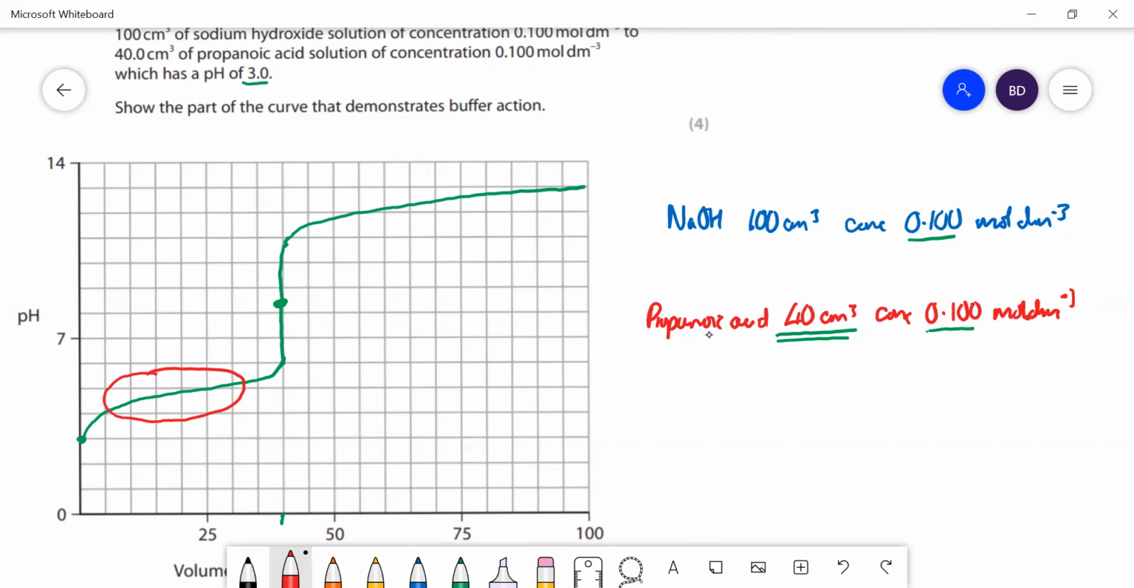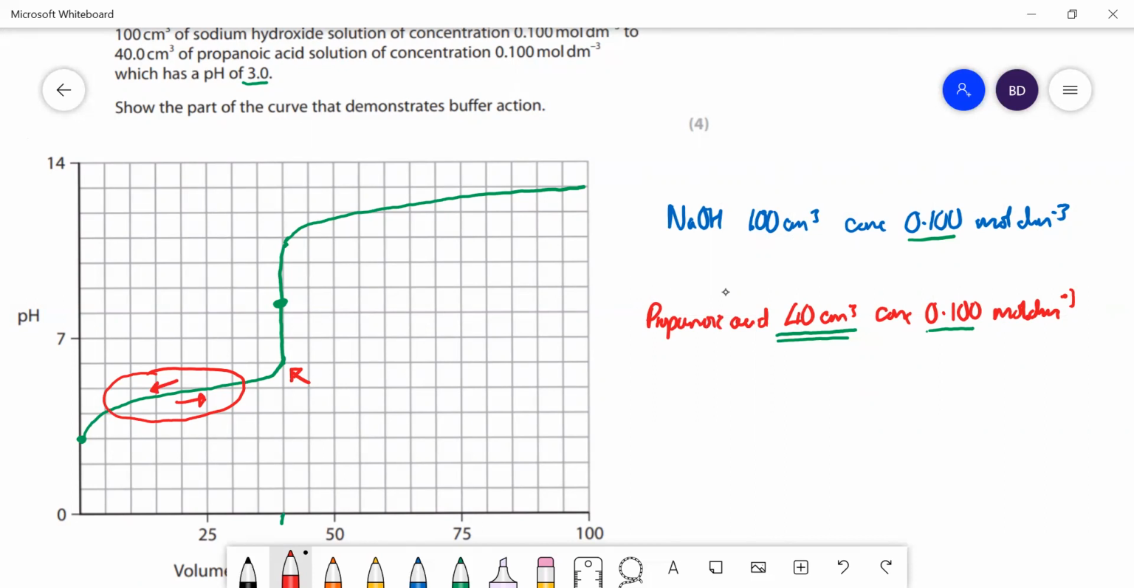And you can see there, look, we're adding little bits of OH minus. What happens to the pH? It doesn't change very much. It goes up a bit, so resisting the change, but it doesn't change dramatically till you get to about there. And of course, then it will shoot up. But the red bit I've circled is acting as a buffer. And of course, if you remove the OH minus, in other words, if you add H plus, then the pH is going to go down a little bit, but not dramatically. It just goes down slightly. So it's buffering in that region there.